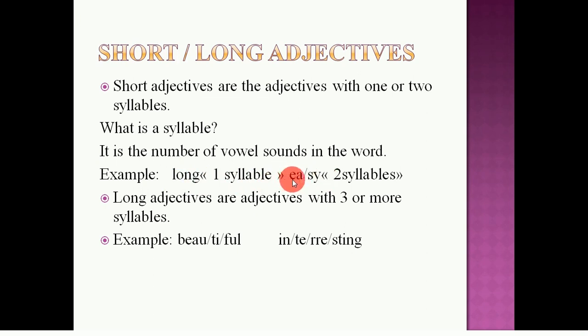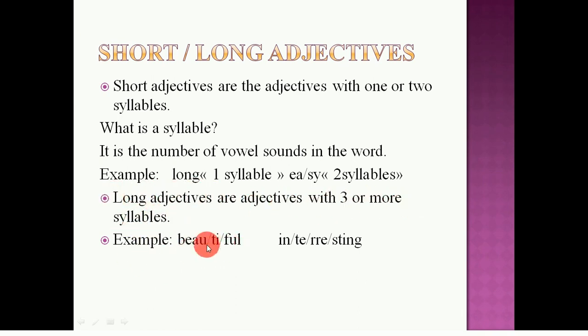شوفوا هذه, easy. قداش فول ساوندز؟ فيها E وفيها Y. Easy, دام فيها two vowel sounds معناها فيها two syllables. اوكي، و long adjectives شنو هما؟ Long adjectives are adjectives with three or more syllables.